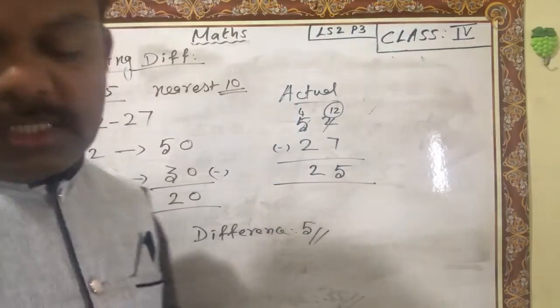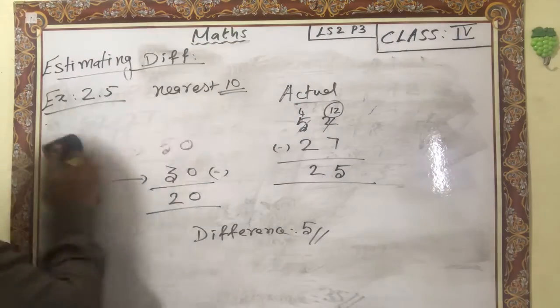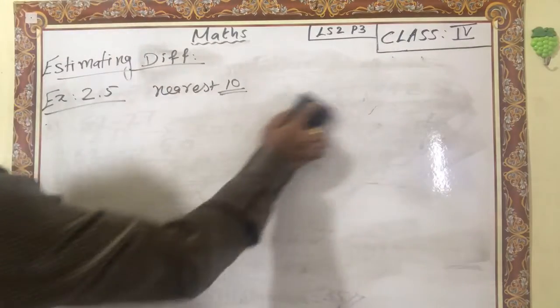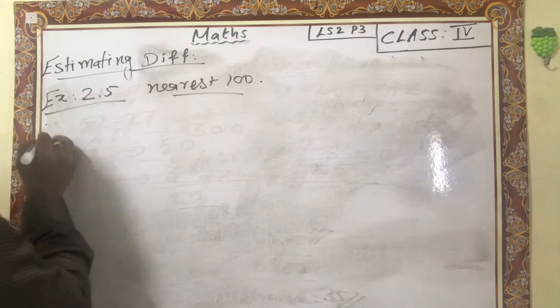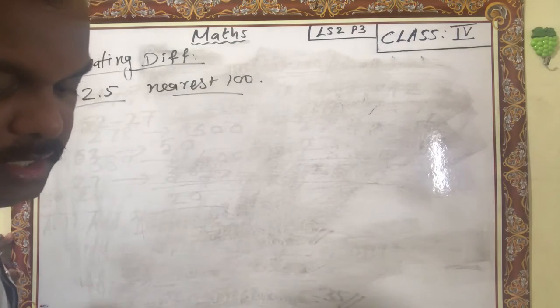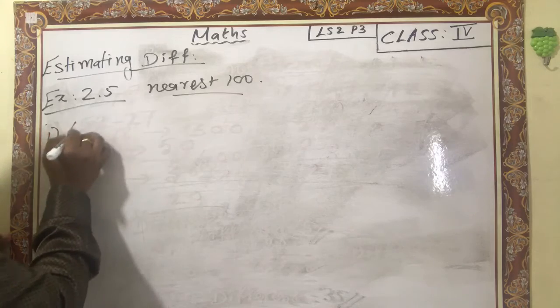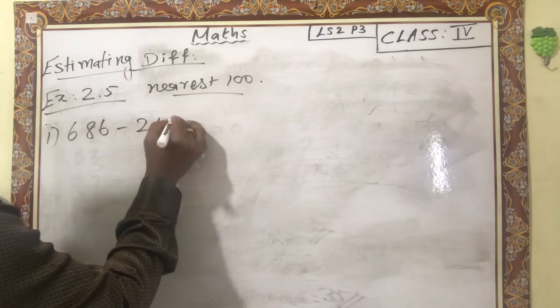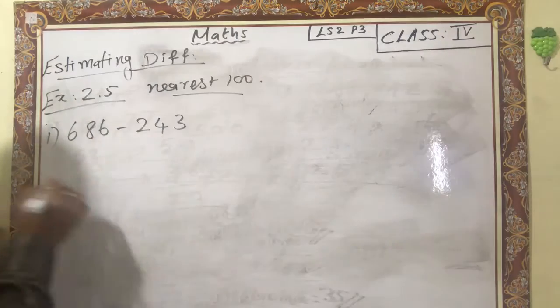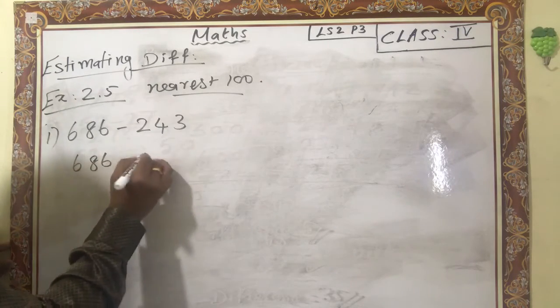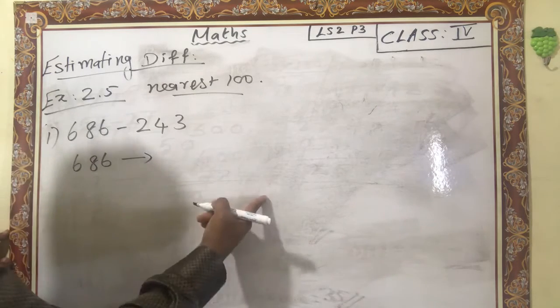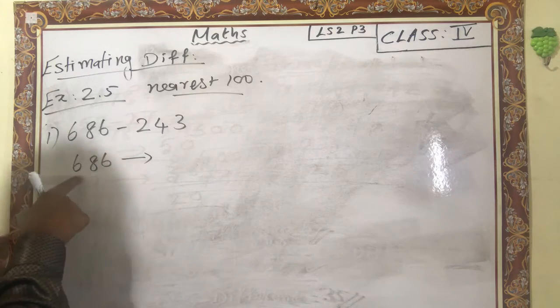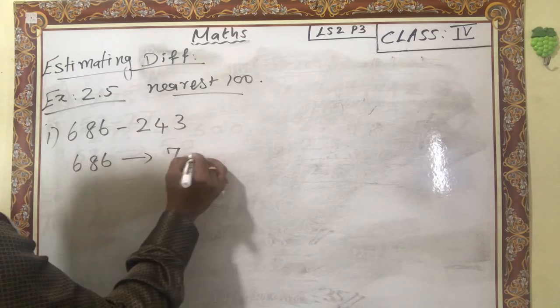Estimate each difference to the nearest 100. First question. 686 minus 243. Nearest 100. First, 686. What is the nearest 100? 600, 700. 600 is here, 700 is here. The mid number is 650. This is 686. So 700 will be the nearest 100.